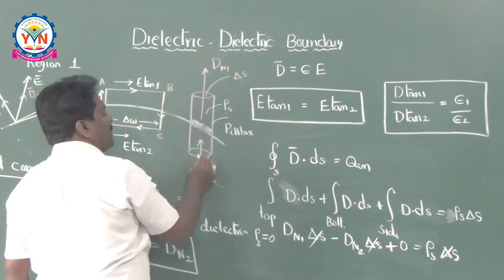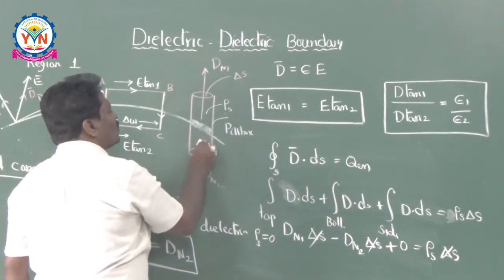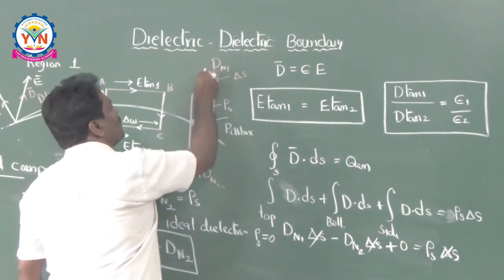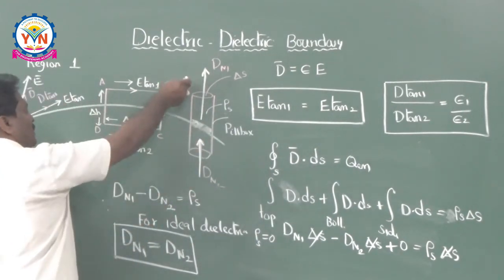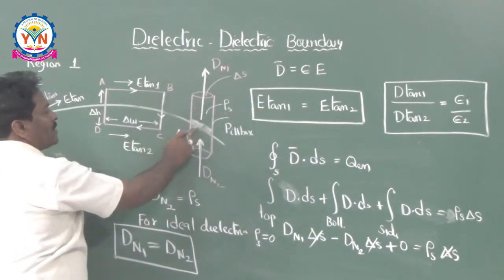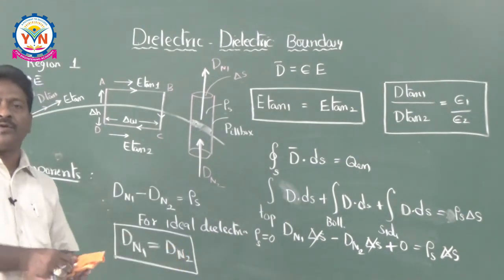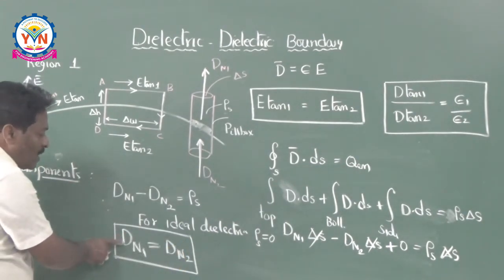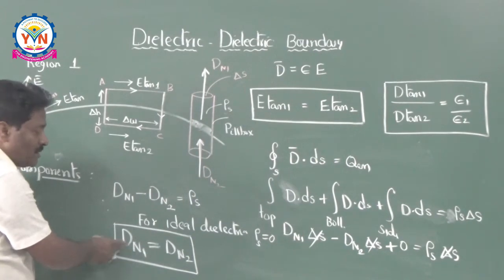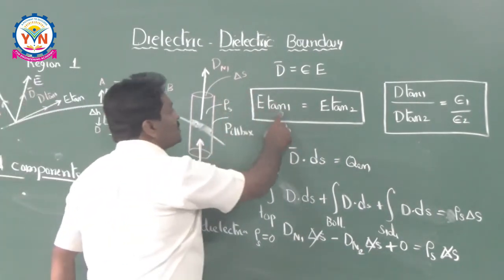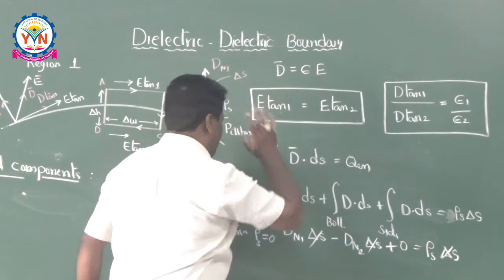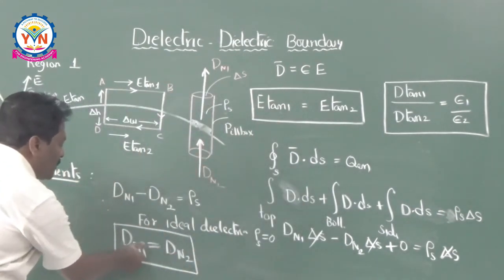Whatever Dn1 reaches from here to here, that much comes out. That is nothing but continuous. There is no drop at all. Charge density is equal to 0. Therefore, Dn1 is equal to Dn2 means I can say the normal component of D is continuous, just exactly like the tangential component of E is continuous, as we said.